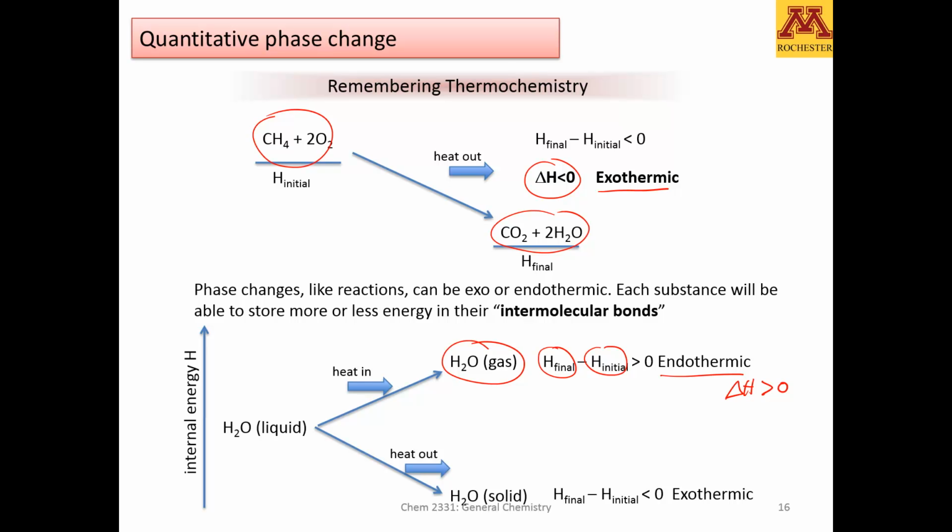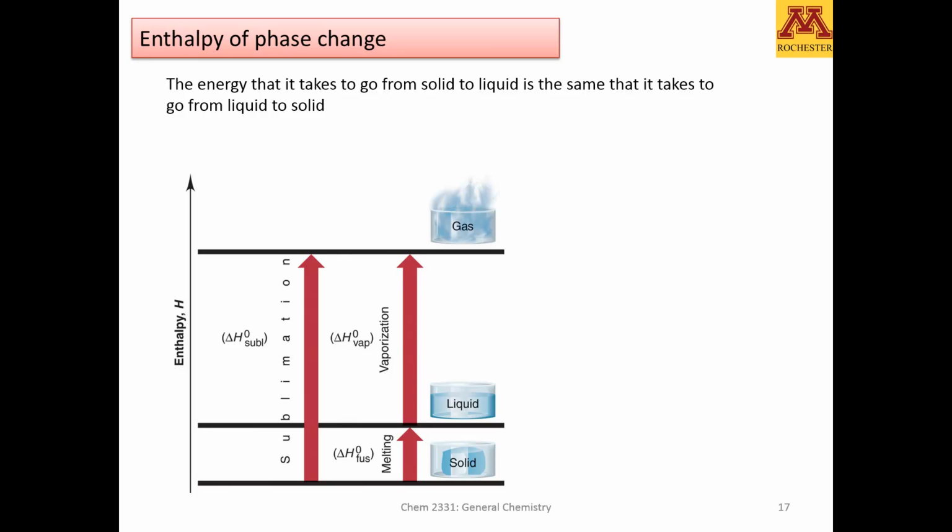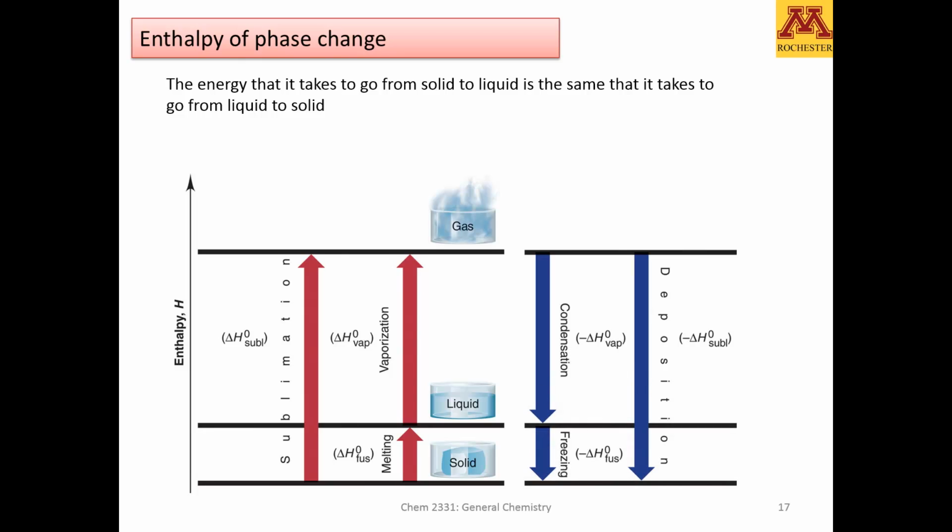And the opposite for when going from liquid to solid. You need to remove some heat because the internal energy of solid is smaller than the internal energy of liquid. So your delta H will be negative. Okay? So this means that when having a phase change, you will have an enthalpy associated to that specific change.